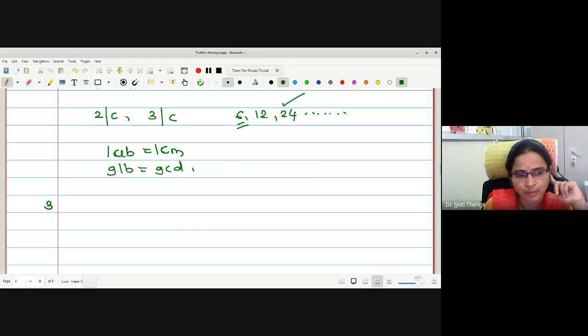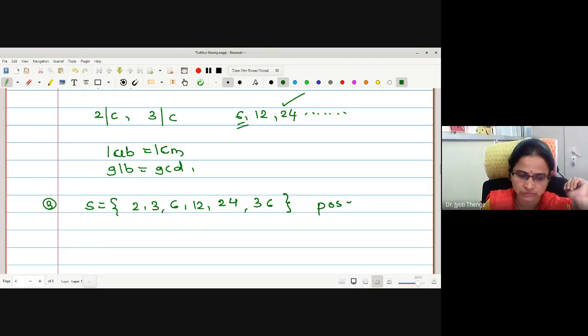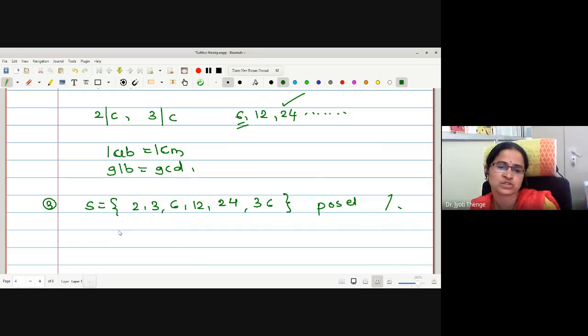Now I'll take one example of a POSET which is not a lattice. We'll take the same example. Suppose a set S under consideration is 2, 3, 6, 12, 24, 36. This is a POSET with divisibility. I just want to check whether this is a lattice or not. To understand that, we must find the least upper bound and greatest lower bound of every two elements.